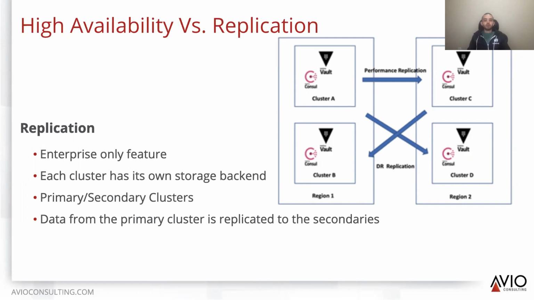Replication uses primary and secondary clusters. And again, when I talk about Vault clusters, I mean a highly available unit of deployment that is made of one active Vault node and multiple standby Vault nodes. And since each cluster has its own backend, primary clusters and secondary clusters can have their own distinct backends. So one could have Postgres and the other one could have Consul, right?